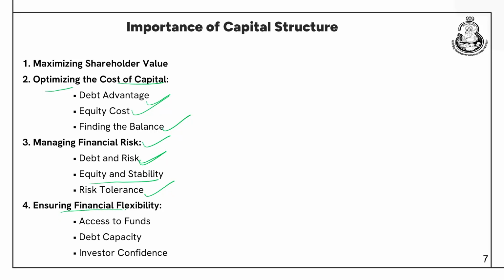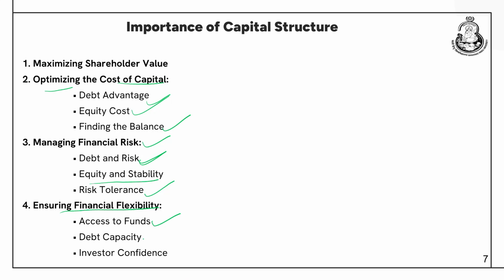Ensuring financial flexibility, access to funds. Access to funds is also important because let us say a company has taken a lot of debt. Now, all of a sudden they get a very lucrative opportunity to invest in some projects, but they already have a very high debt equity ratio, let us say of 4:1. So, it might find it difficult to get additional debt at that point of time to tap into that opportunity. So, access to funds and debt capacity, these two things should be taken into consideration while planning the capital structure.